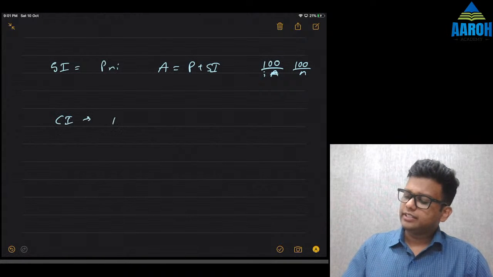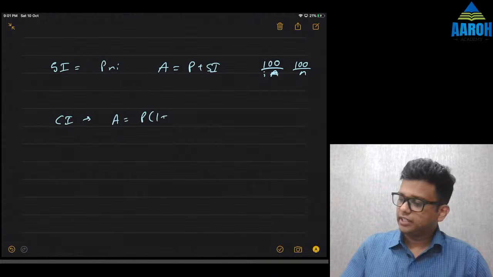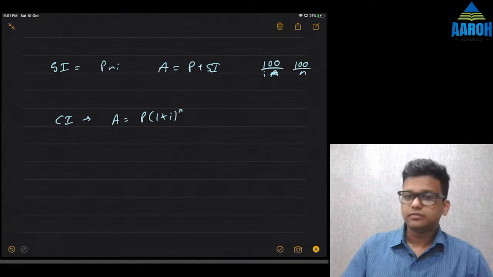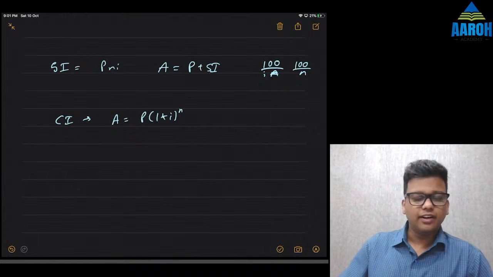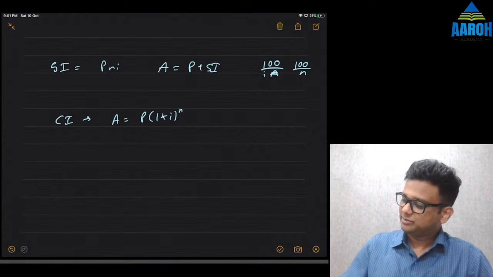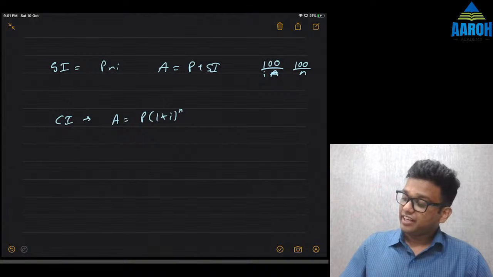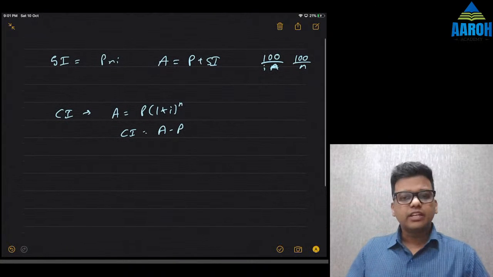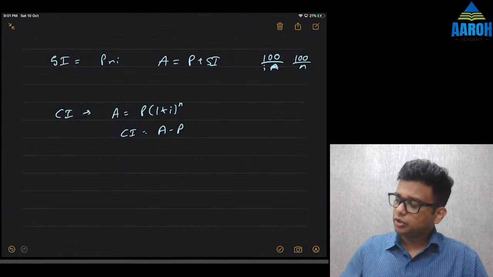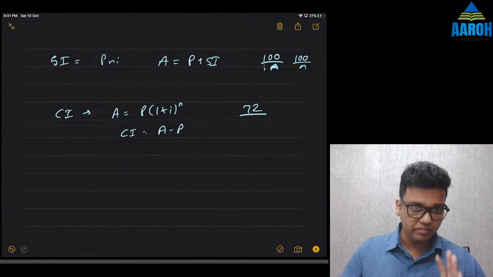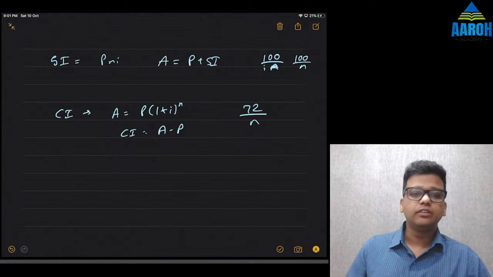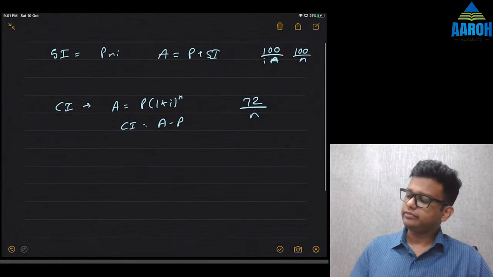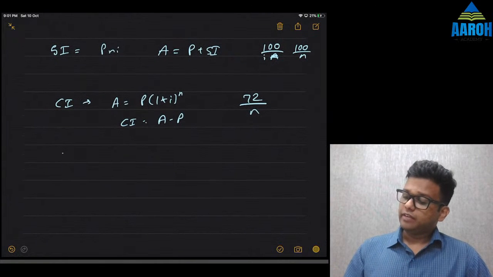CI. Under CI, the formula for amount is P into (1 plus I) raised to n. Then, if we want compound interest, then we take A minus P. In compound interest, if we have doubling, then we use the rule of 72. I mean, we can use it if we want. Divide by n to get the interest rate. Fine. Then we saw the relationship.